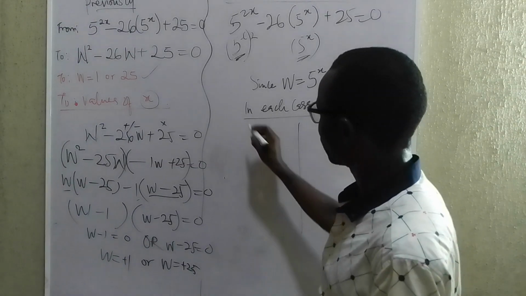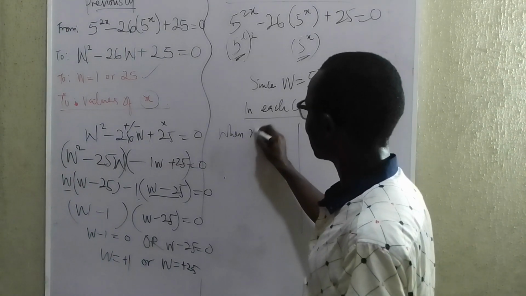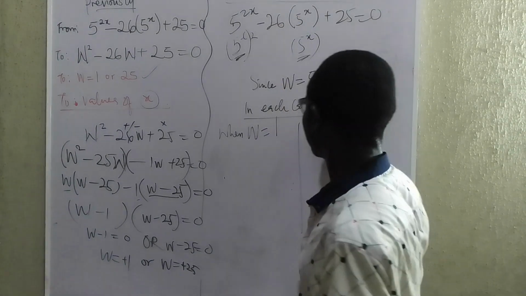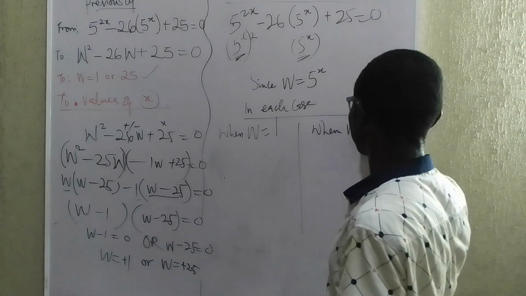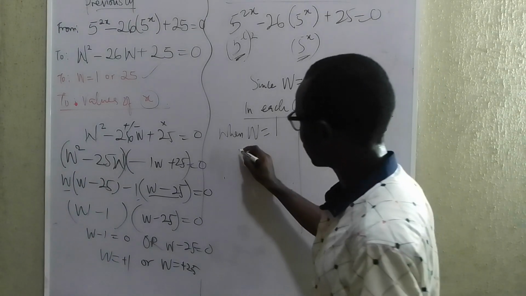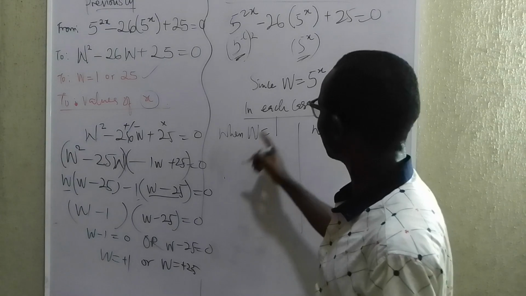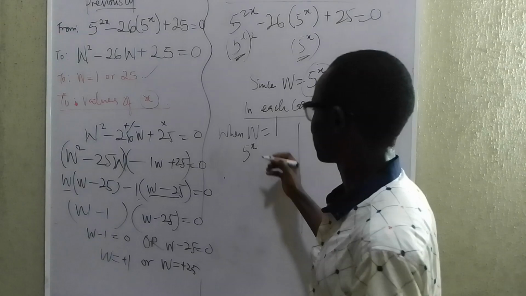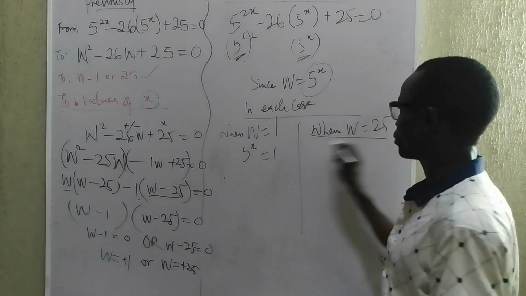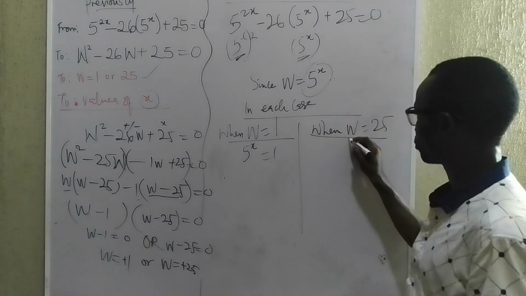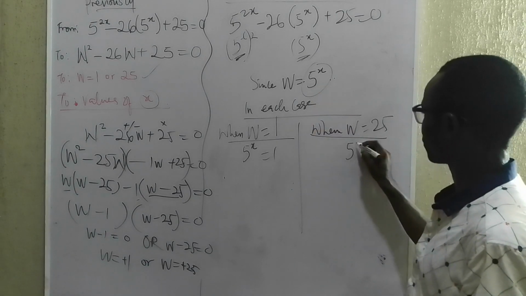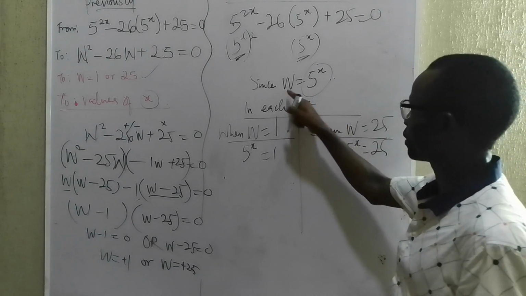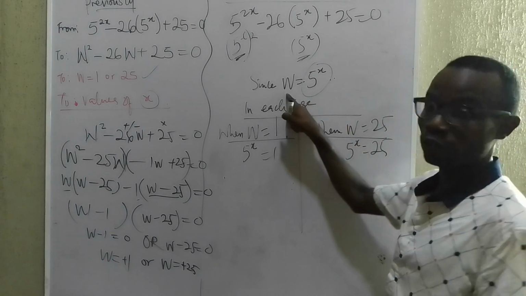So what we'll now do is that in each case, let's separate them: when W is equal to 1 and when W is equal to 25. When W is equal to 1, what was W representing? This. So we have 5 raised to the power x is equal to 1. When W is 25, W representing 5 raised to the power x, it's going to be 5 raised to the power x is equal to 25. So wherever you see 5 raised to the power x, you use it to replace W.